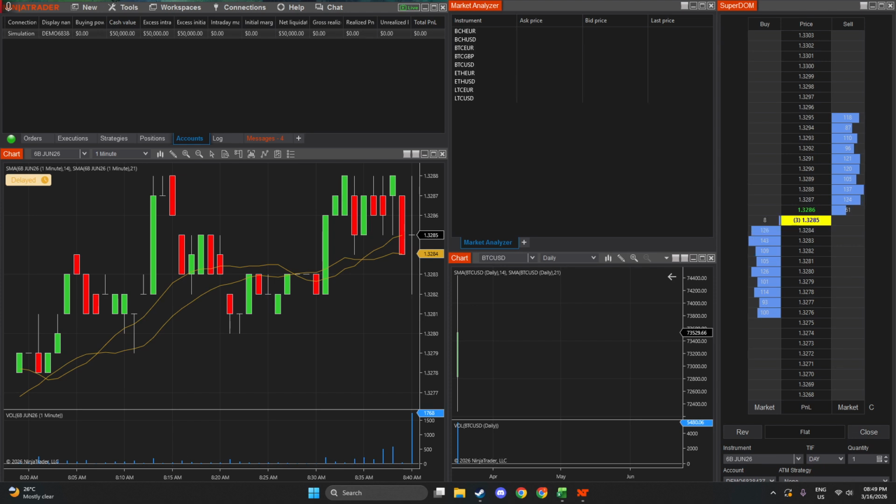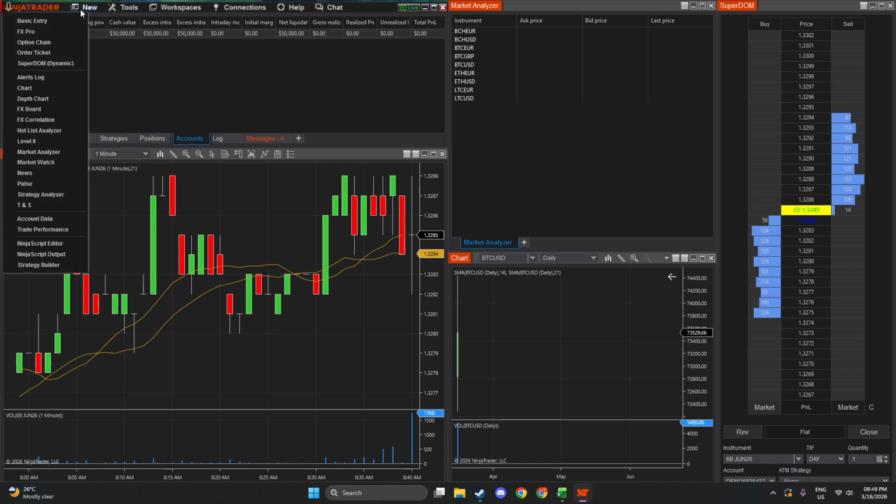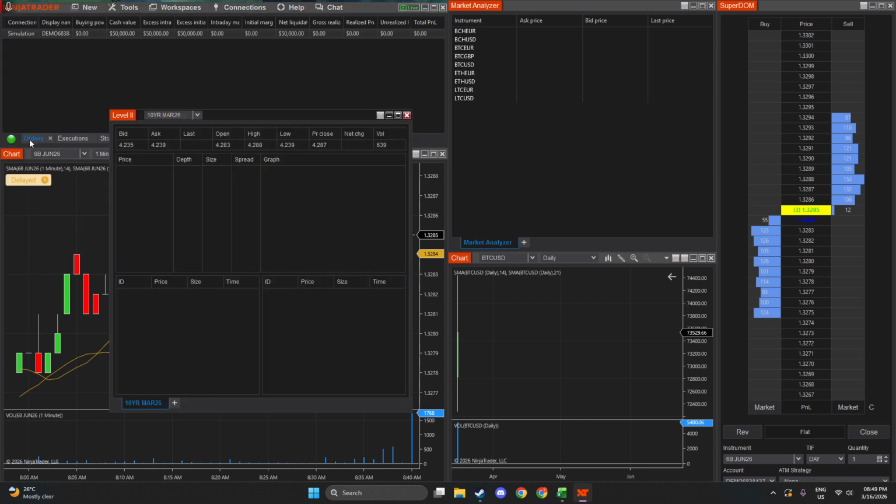This gives you a clearer picture of potential support, resistance, and how the order book is shaping up in real time. To get started in Ninjatrader 8, go to the Control Center, select New, and then choose Level 2. That opens the Level 2 window for the instrument you're tracking.